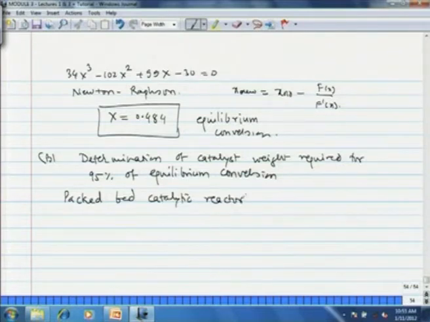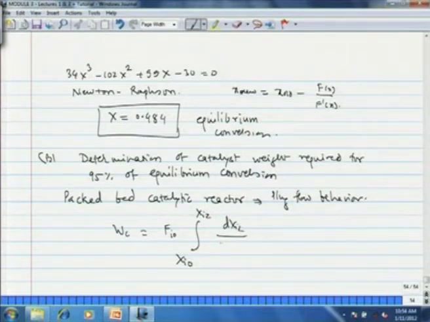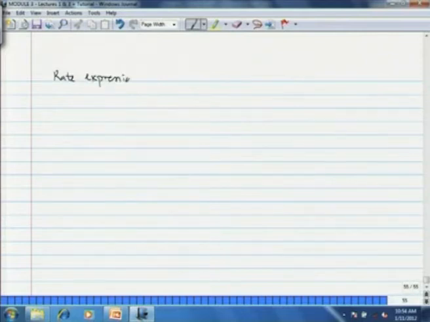The rate expression is in terms of kg catalyst. So we can assume plug flow behavior. However, since the rate expression is in terms of weight of catalyst, instead of volume we write the weight of catalyst is equal to Fi naught integral from Xi naught to Xi z of d Xi divided by minus Ric, the rate expression with respect to catalyst. We have to calculate the rate expression in terms of conversion.